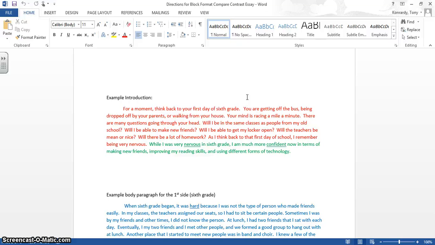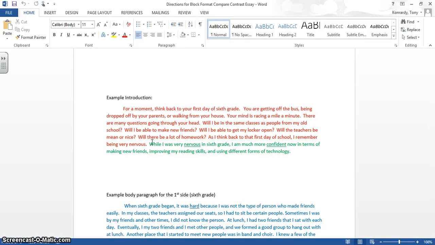So that series of questions, for each person that reads your essay, will take them back to different memories of when they were in 6th grade. Continuing on, as I think back to that first day of school, I remember being very nervous. In the green, this is going to be our thesis statement. This is going to tell us what the entire paper is going to be about.